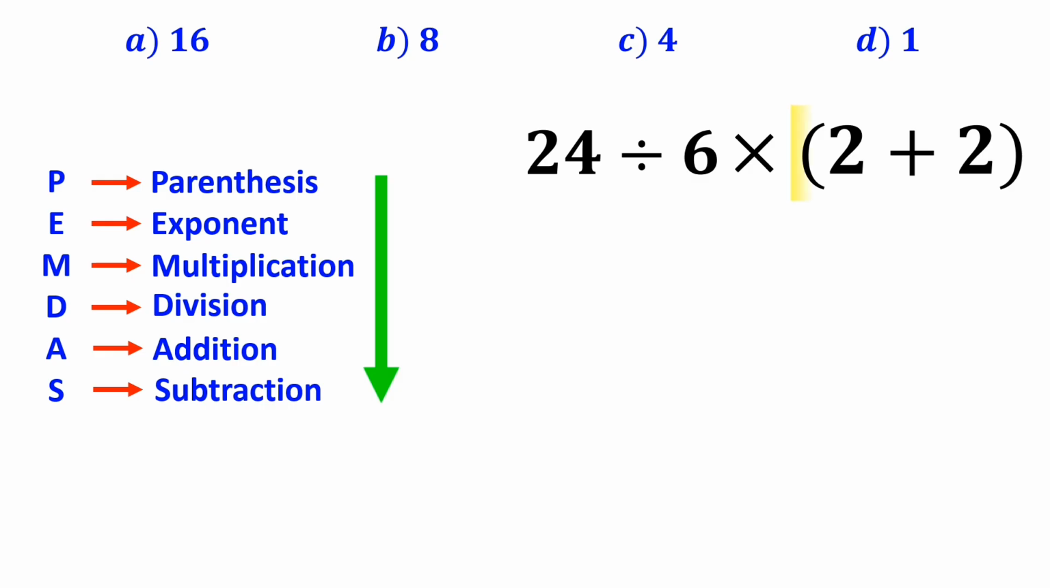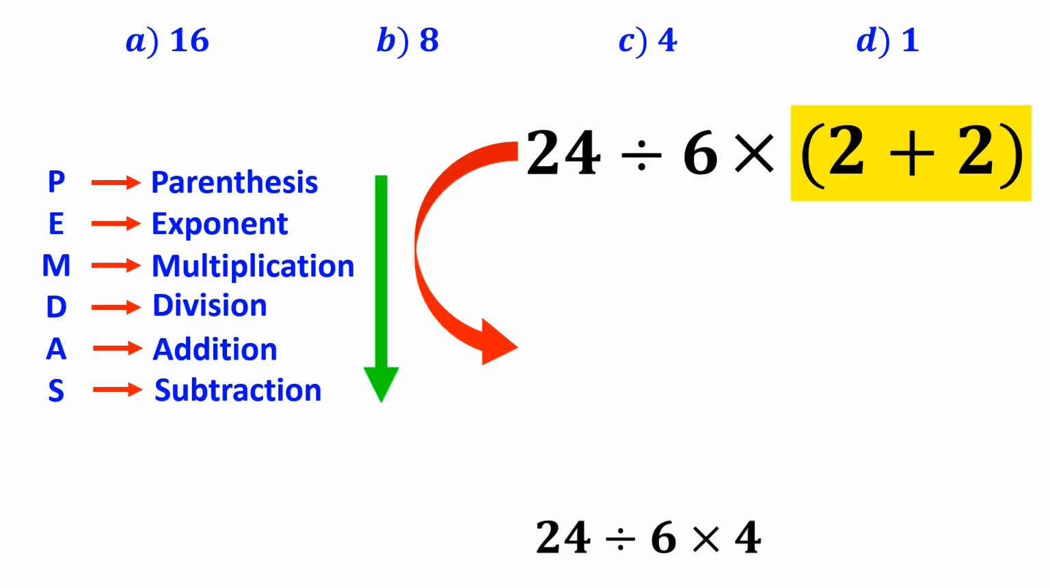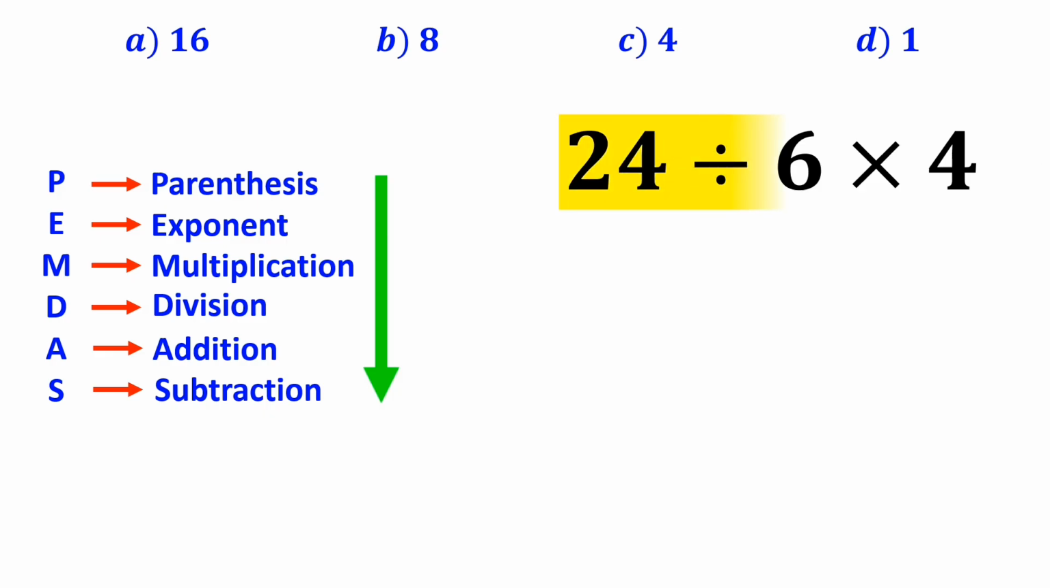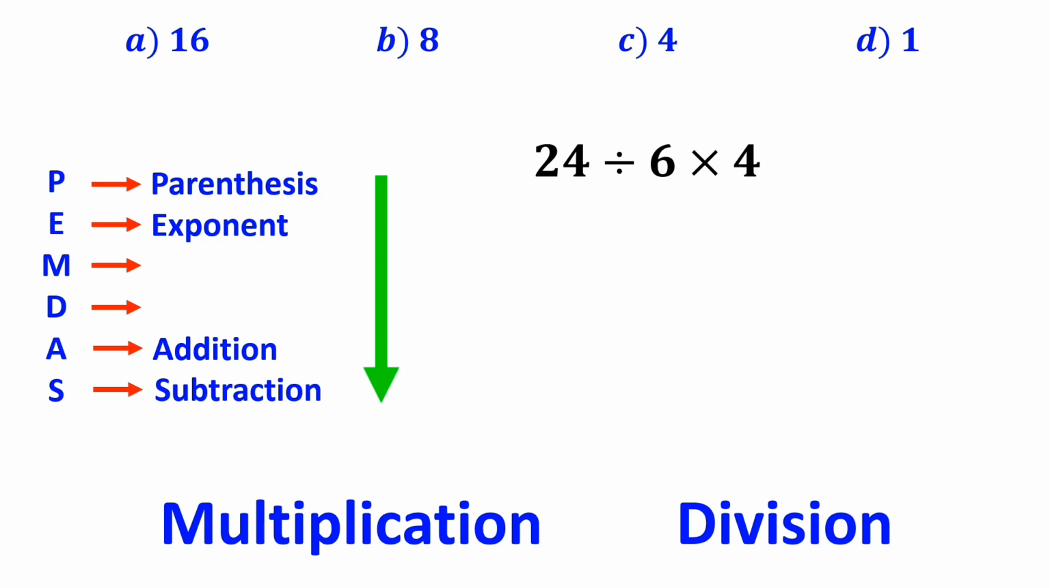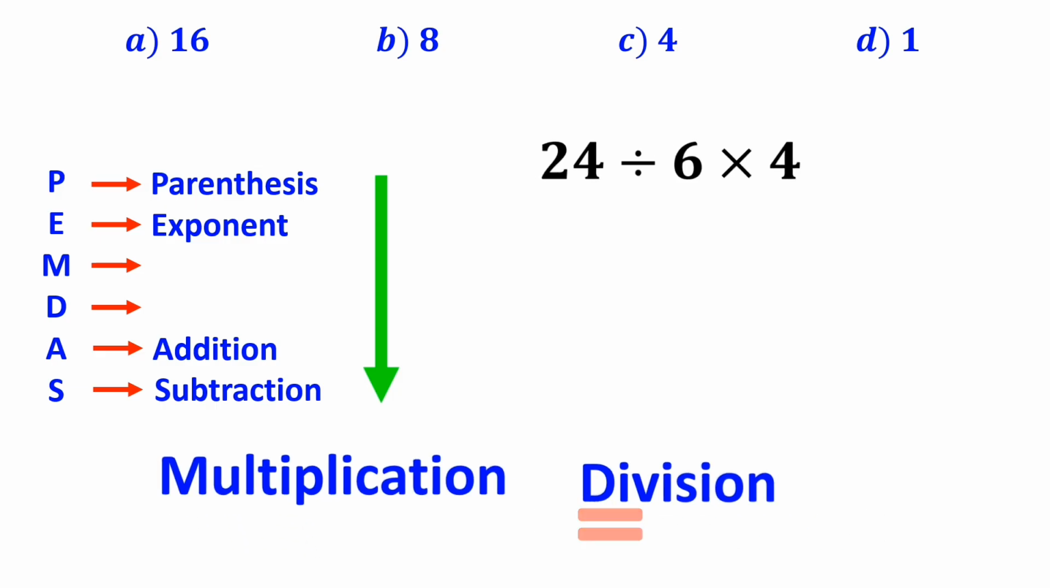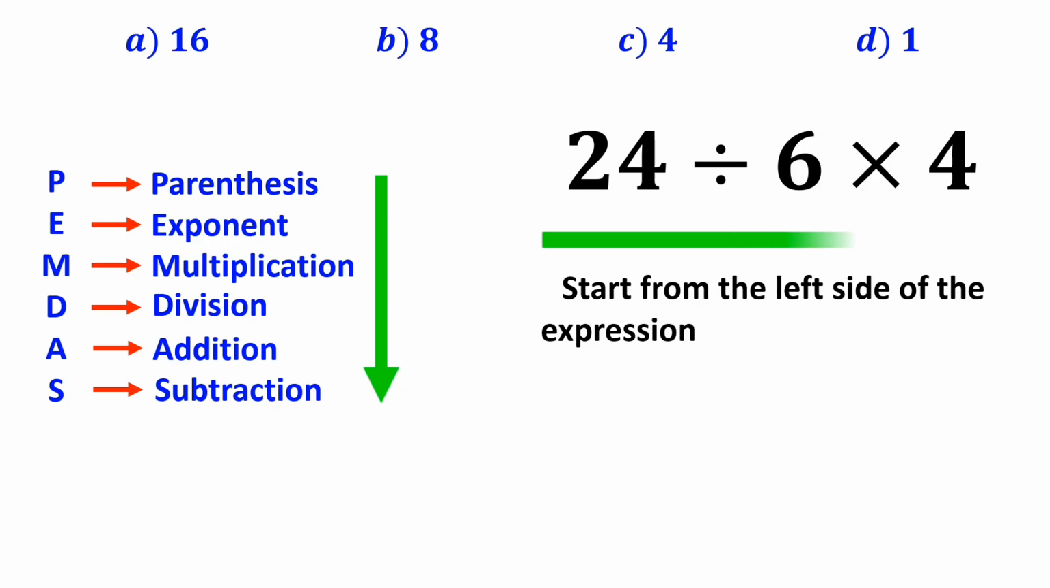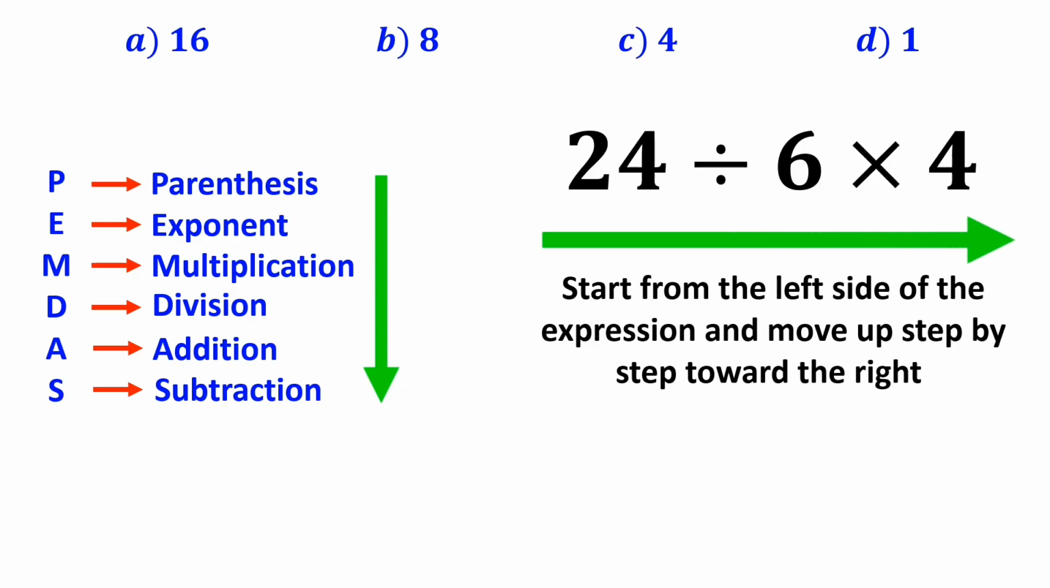Alright, first we go to the parenthesis since it has the highest priority compared to the other operations. So, instead of this expression, we can write 24 divided by 6 times 4. In the next step, we need to evaluate this expression. It's very important to remember that multiplication and division have the same level of priority. In this case, all we need to do is start from the left side of the expression and move step by step toward the right.